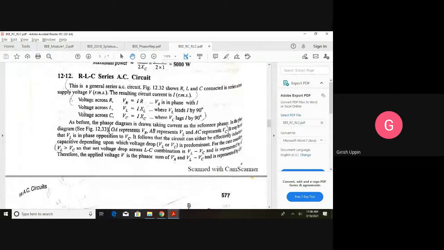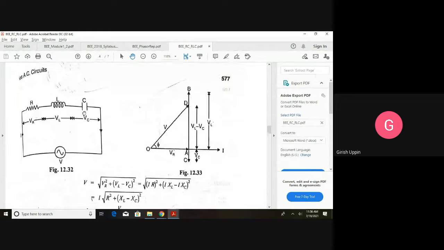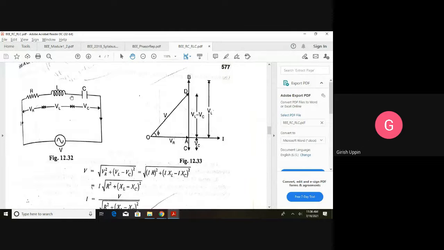Okay, RLC series circuit. So in case of an RLC circuit, we have R, L, and C connected in series. VR is the voltage across the resistance. VL is the voltage across the inductance. VC is the voltage across the capacitance. V is the applied voltage.